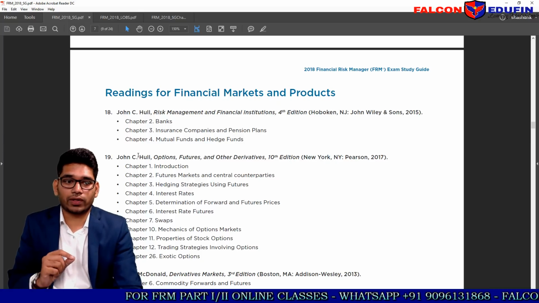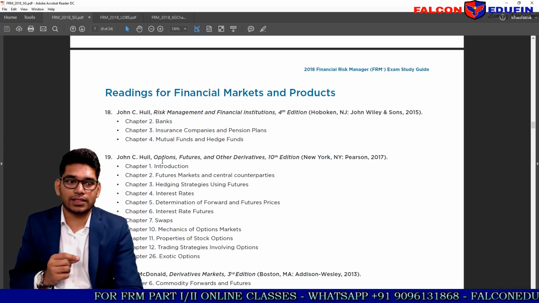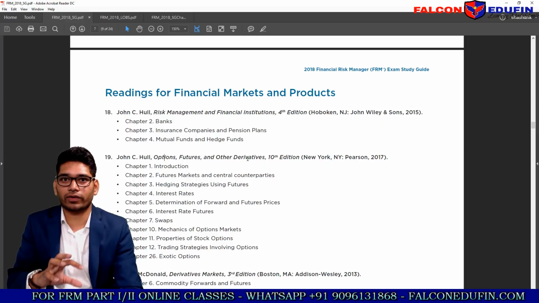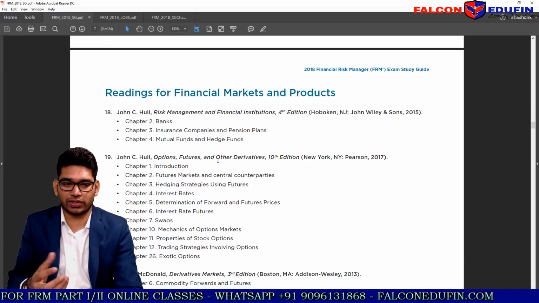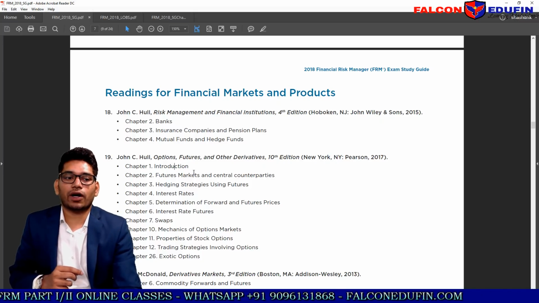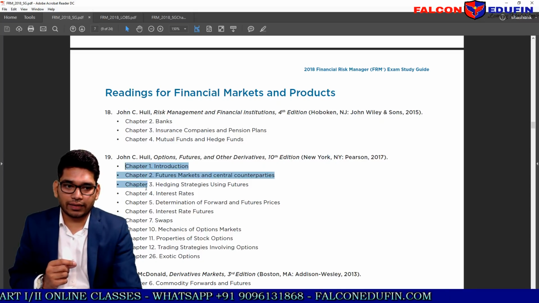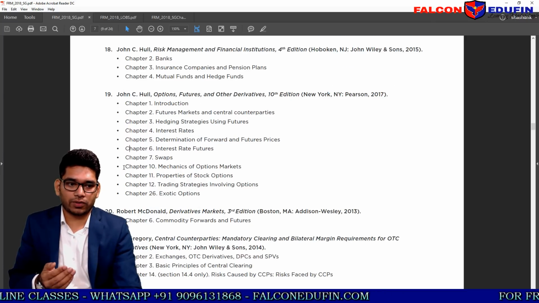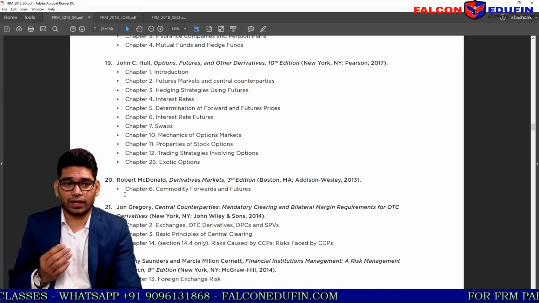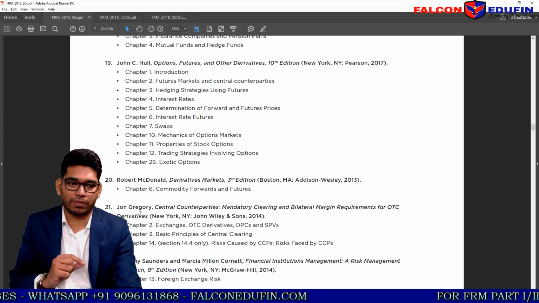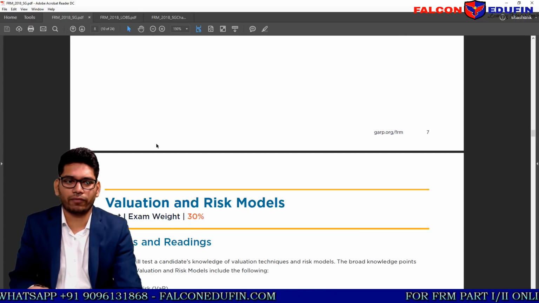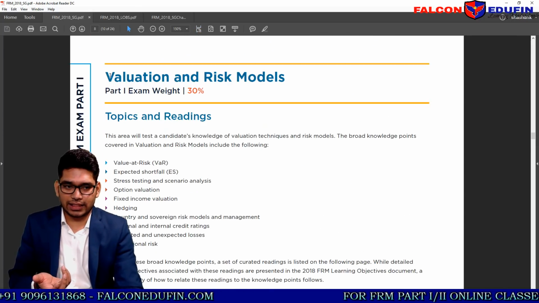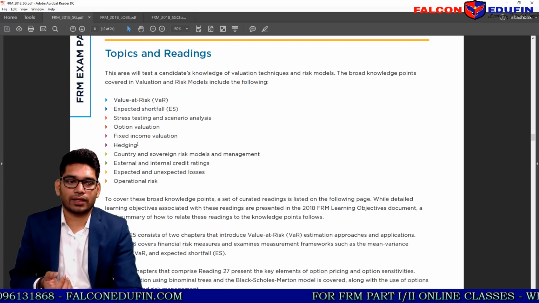Then the second book is by the same author, John C. Hull: Options, Futures, and Other Derivatives. This book is generally called the Bible of the options and derivatives industry, or the subject. From this book GARP is recommending a total of 11 chapters. Then we have Robert McDonald, from whose book we have to study only one chapter, and this is the type of recommendation GARP generally prefers. Then see Valuation and Risk Models.